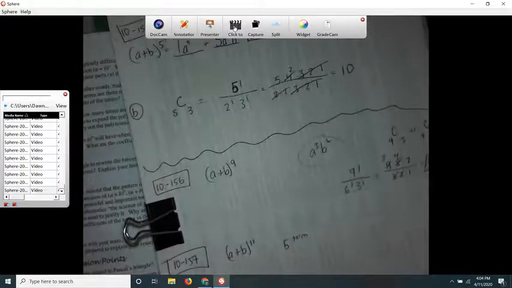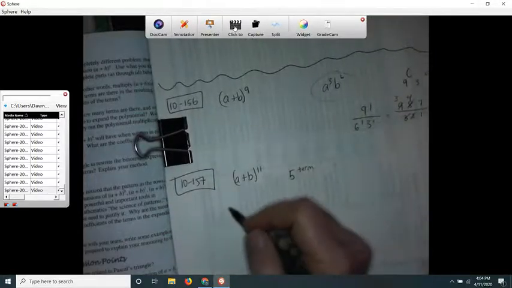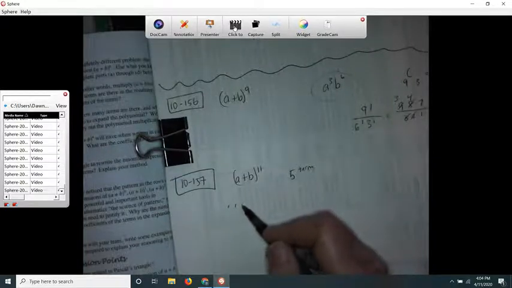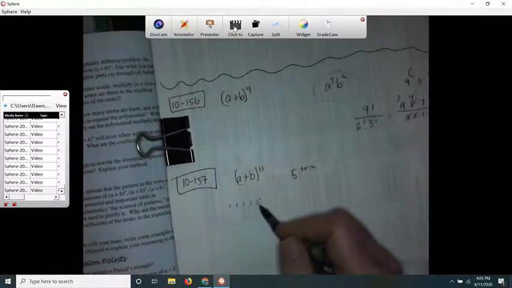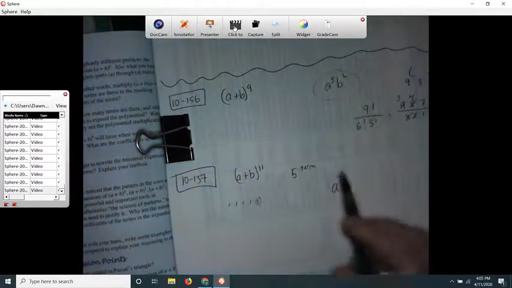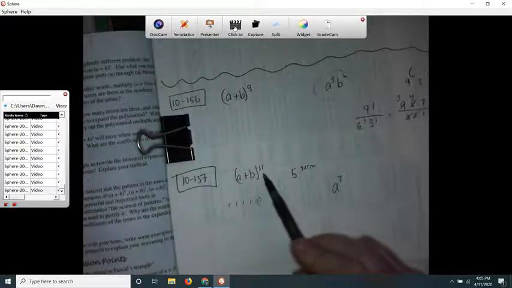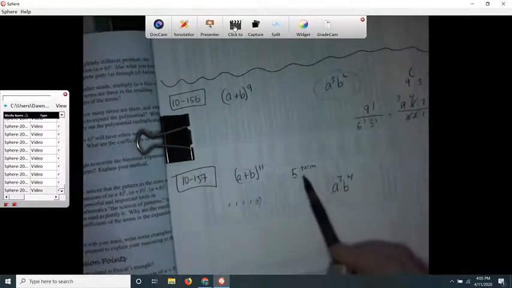So I know that the A's are going to go in descending order. So it'll go like A to the 11th, A to the 10th, 9th, 8th, 7th. So the 5th term is going to have A to the 7th. And remember, I told you that the little exponents of the A's and the B's have to add up to whatever that number is. So this will be B to the 4th. But I don't know the number part, like the coefficient.